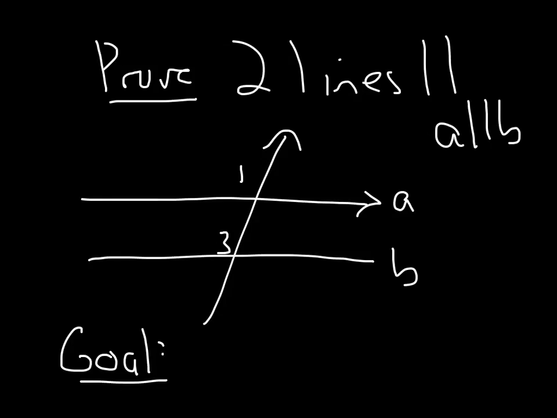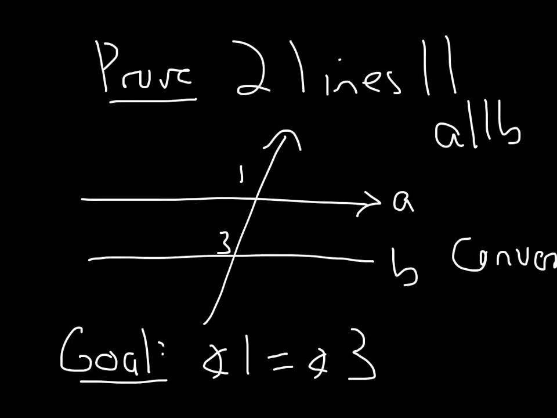Well, in this diagram, I can't state 1 equals 3 because we don't know the lines are parallel. But if I could somehow reason that angle 1 equals angle 3, then I would know that the lines must be parallel, and that's by the converse of the corresponding angle postulate.